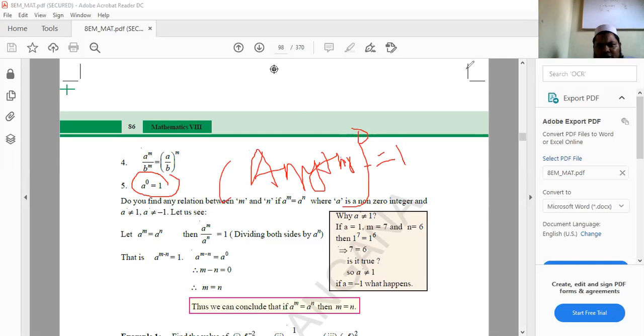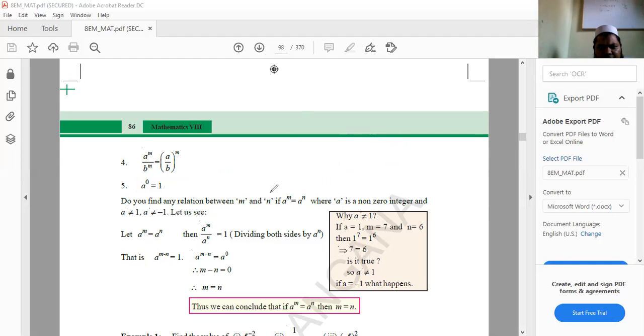Okay, and one more important law that we will be using: a to the power minus n. When we come across such a situation where the exponent is negative, first we make it positive by bringing it into the denominator. If a negative exponent is in the denominator, then we bring it into the numerator and it becomes a positive exponent, a to the power n.